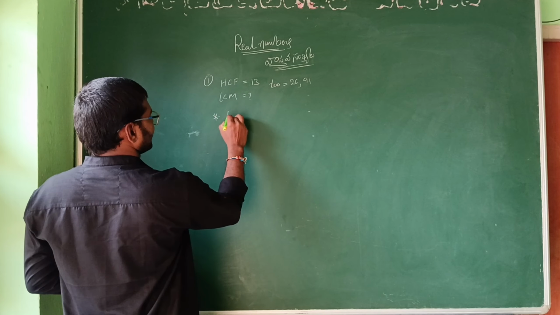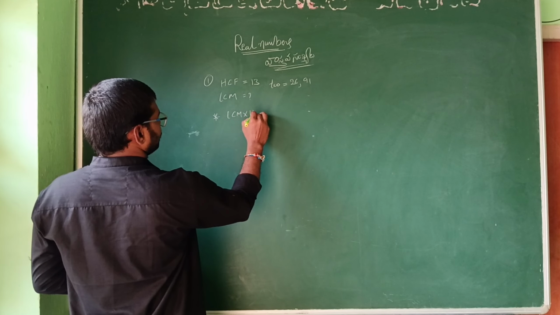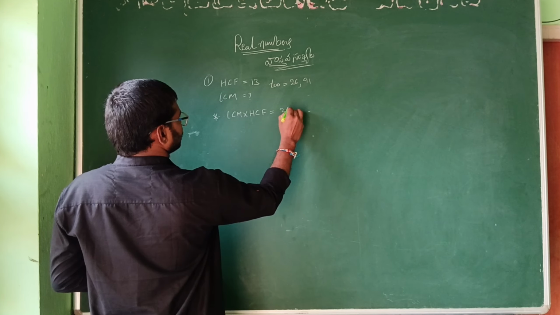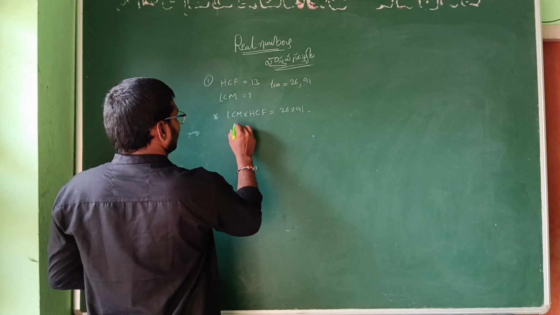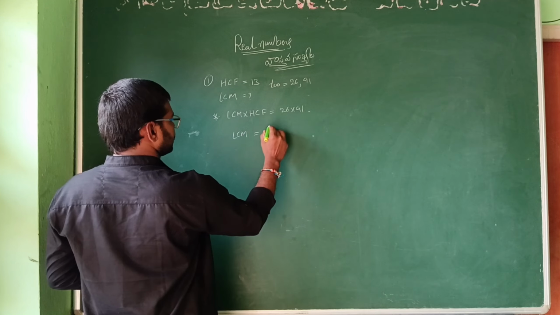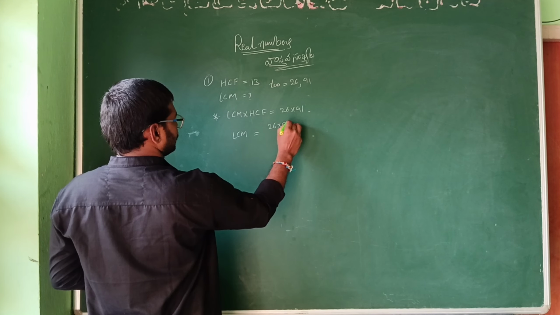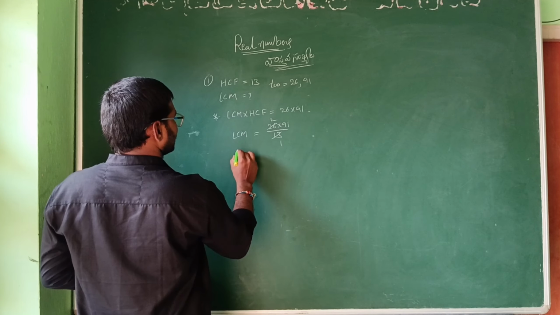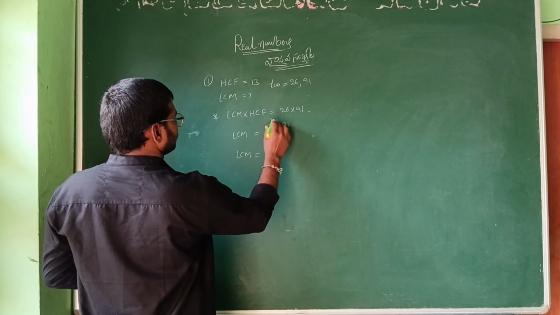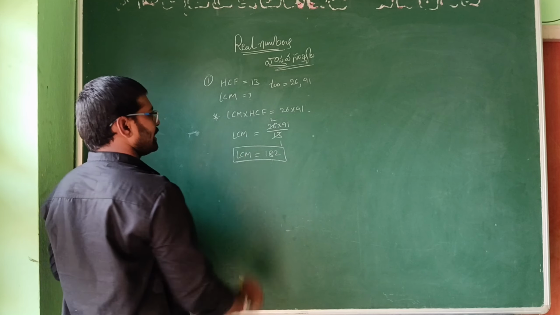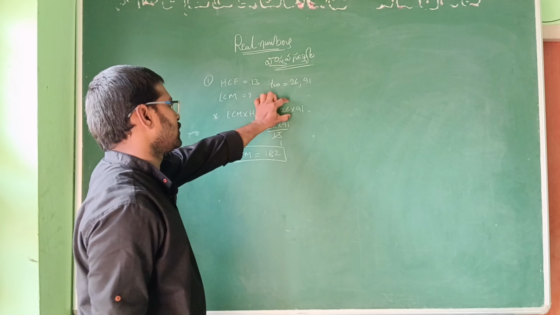What is the relation between LCM and HCF? LCM into HCF equals the product of the two numbers, a simple trick. That means 26 into 91. Already they gave HCF, and we have to find LCM, so transfer HCF to that side: 26 into 91 by 13. Two 13s are 26, so the LCM is 182. It is a simple trick we have to use.